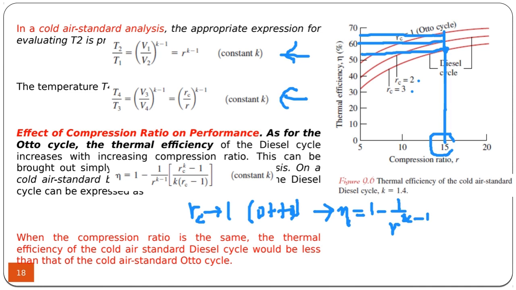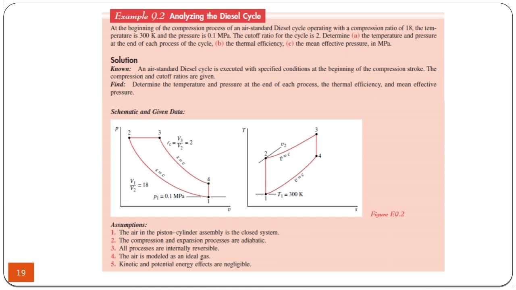This example is related to an air standard diesel cycle in which we have to use the air table. Do you have any questions regarding the diesel cycle? The differences of the diesel cycle from the Otto cycle? Is it clear for all of you? Okay.